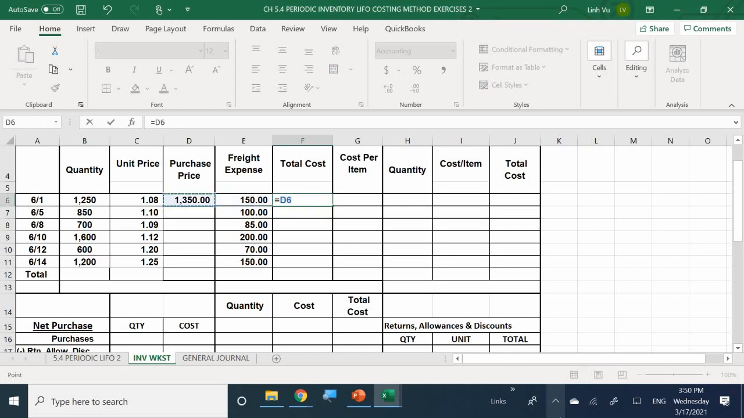Let's try that again. $1,350 plus 150. Oh, let me try this again. Did I mess up? 50 plus 50 gives you, round up to 1,400 plus 100. It's going to give you 1,500. I went over quantity. My fault. I got to do my formula again. Okay. So we got 1,350 plus 150 to get 1,500.